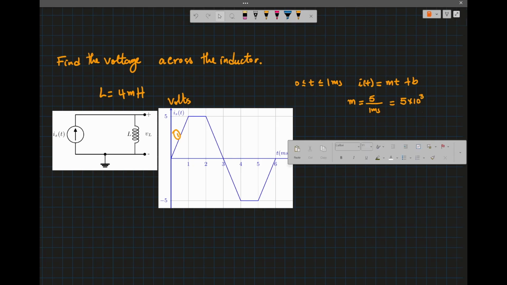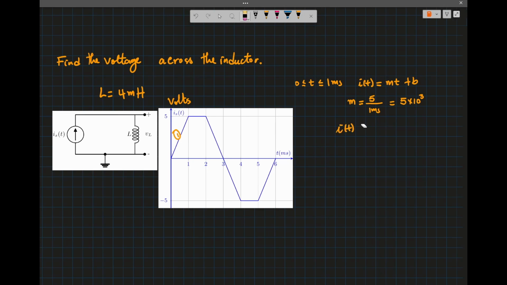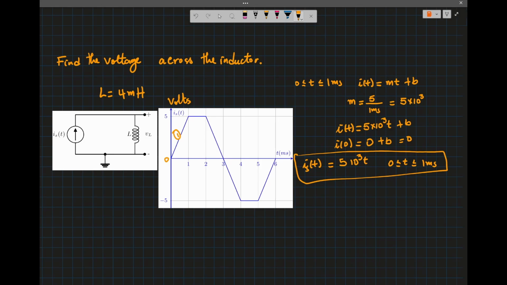And let's find b. So i of t in this case is equal to 5 times 10 to the 3 t plus b. And then we know that at t equal to 0, i of 0 will be 0 plus b, which is 0. So the current for that section from 0 to 1 millisecond is 5 times 10 to the 3 t. So i of t equals 5 times 10 to the 3 t when 0 is less than or equal to t less than or equal to 1 millisecond. That will be the first one.